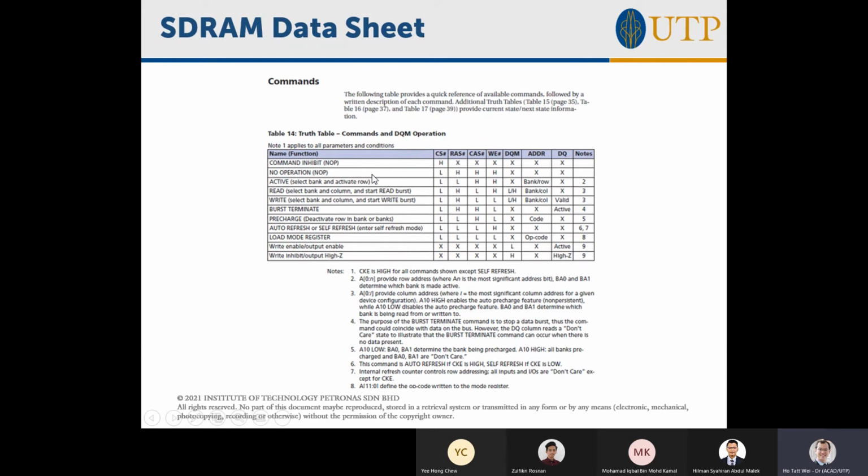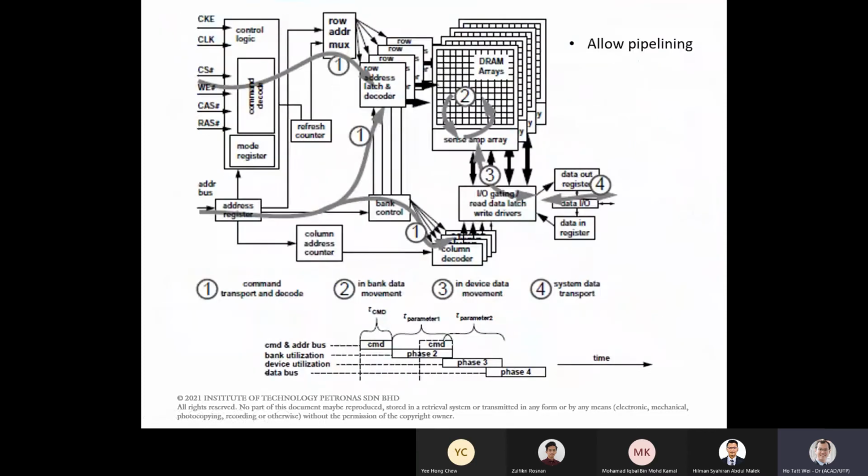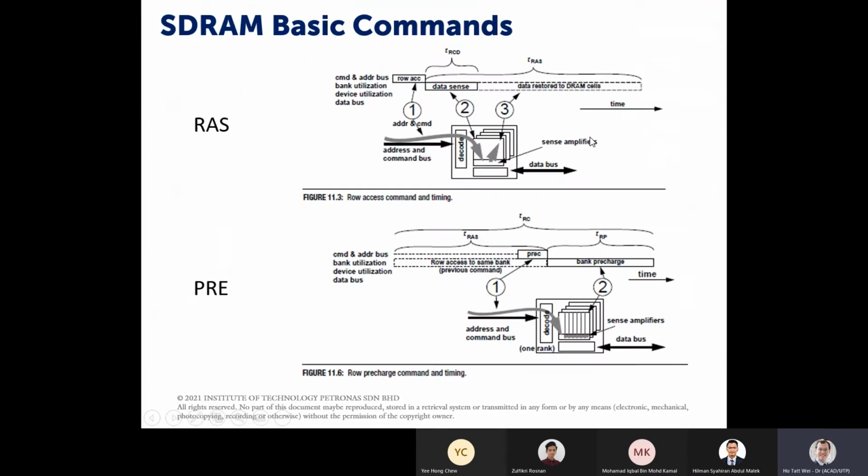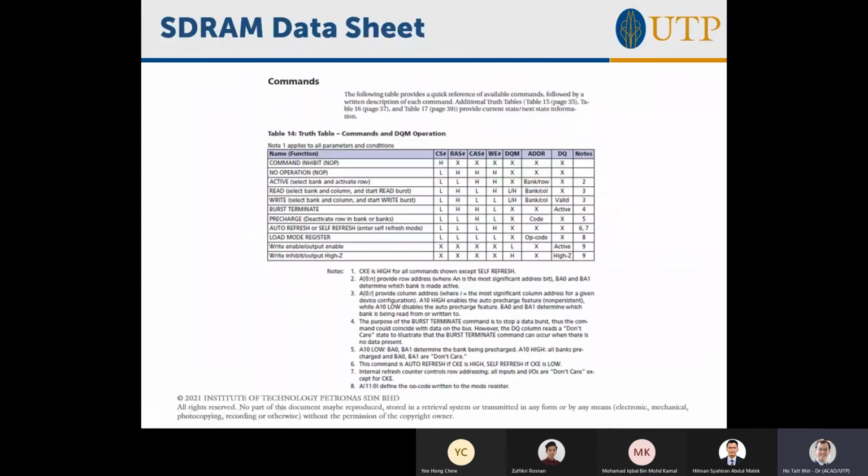If nothing is happening, you have to keep the chip at no operation. Command inhibit is to prevent any kind of command from being sent to this SDRAM. Load mode register, you probably have to set this as well, because like I mentioned, you have to initialize and configure your chip: the latency, the burst type, the burst length, and so on. You probably have to figure out how to do that as well, otherwise it won't work.